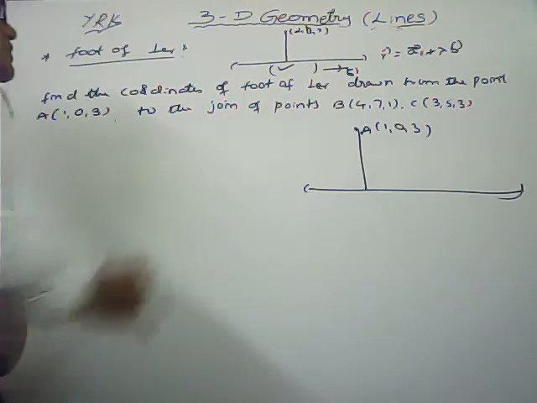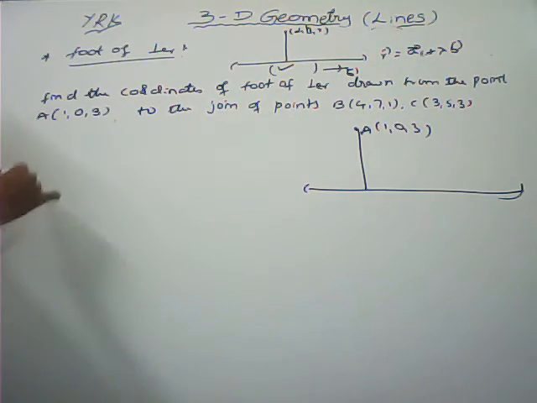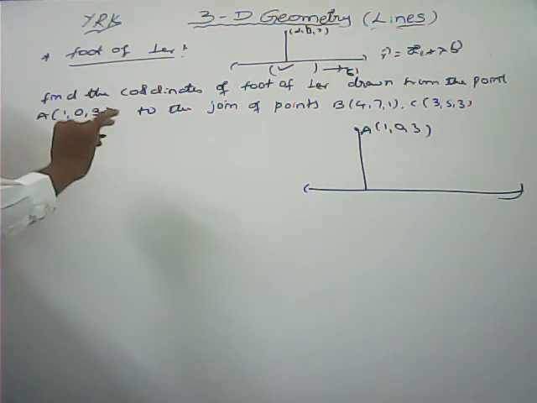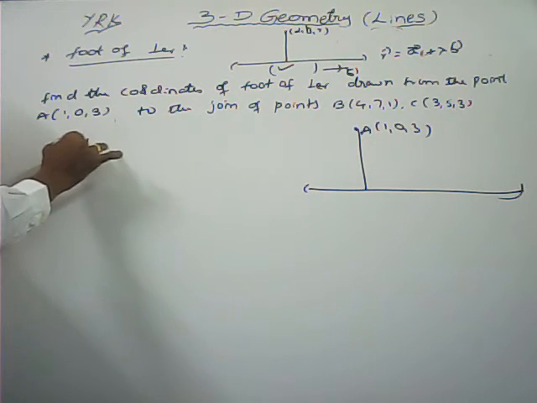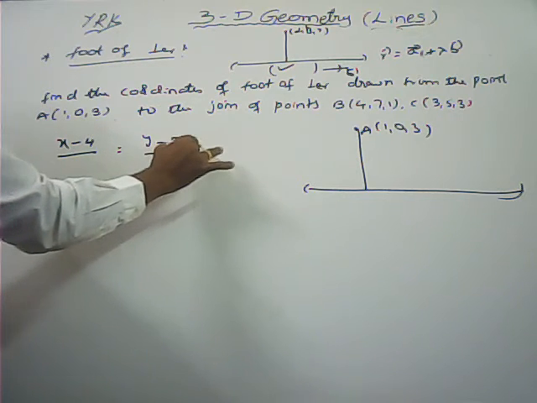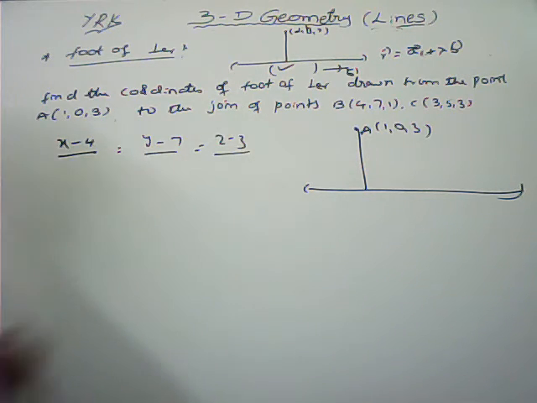That line passes through 2 points. Here you can take any one of the points. The line passes through both the points. So (x minus 4)/1, (y minus 7)/2, (z minus 3)/-2.